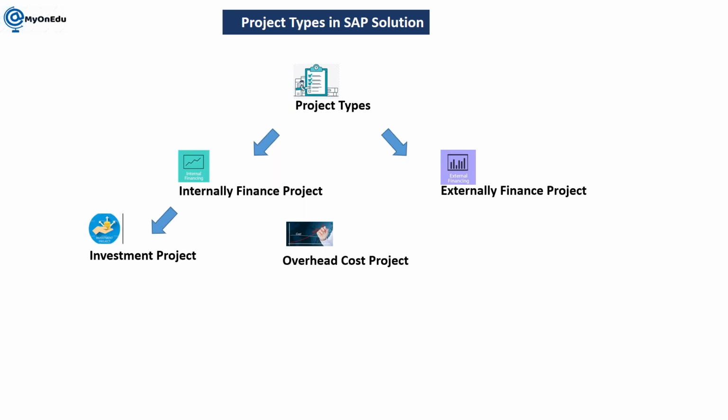For example, if you are doing the arrangement of your marriage, in that case it will be completely overhead. Whatever expenses you are doing will not be invested, and that amount will not be written back to you. So here this is a cost project. Or let's say in an organization, if you have an R&D project, in that case it is not sure whether you will get any final product from this R&D project or not.